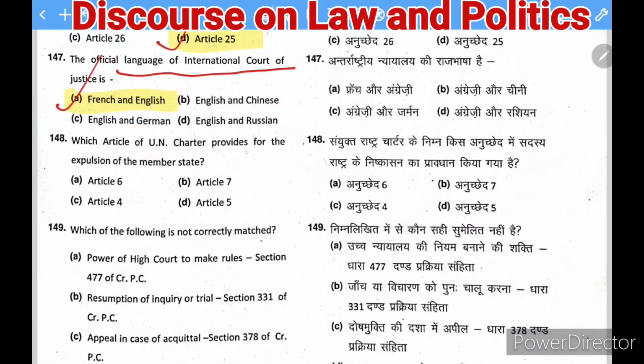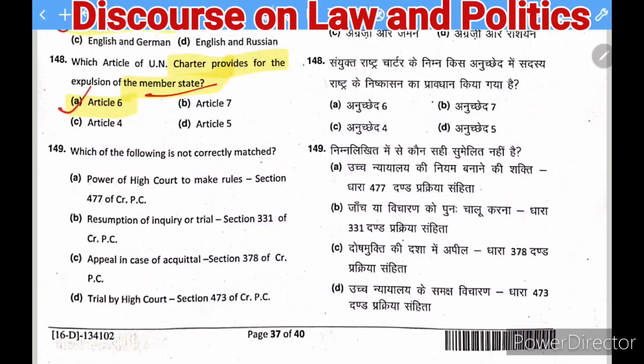Which article of the UN Charter provides for the expulsion of member states? Again, this is a question which was already asked in previous years, and the right answer of this question is Article 6. It talks about the expulsion of the member states.